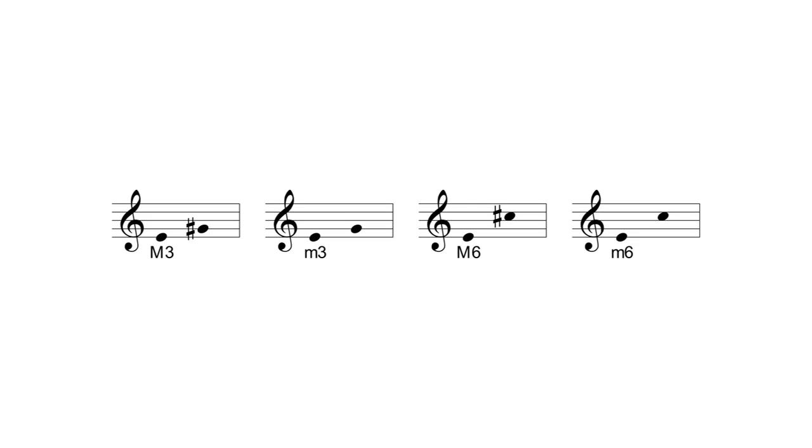Even though they are not quite as consonant as perfect consonances, major and minor thirds and sixths are also consonant. They are called imperfect consonances. Imperfect consonances tend to sound more harmonious than the hollowness of perfect consonances.